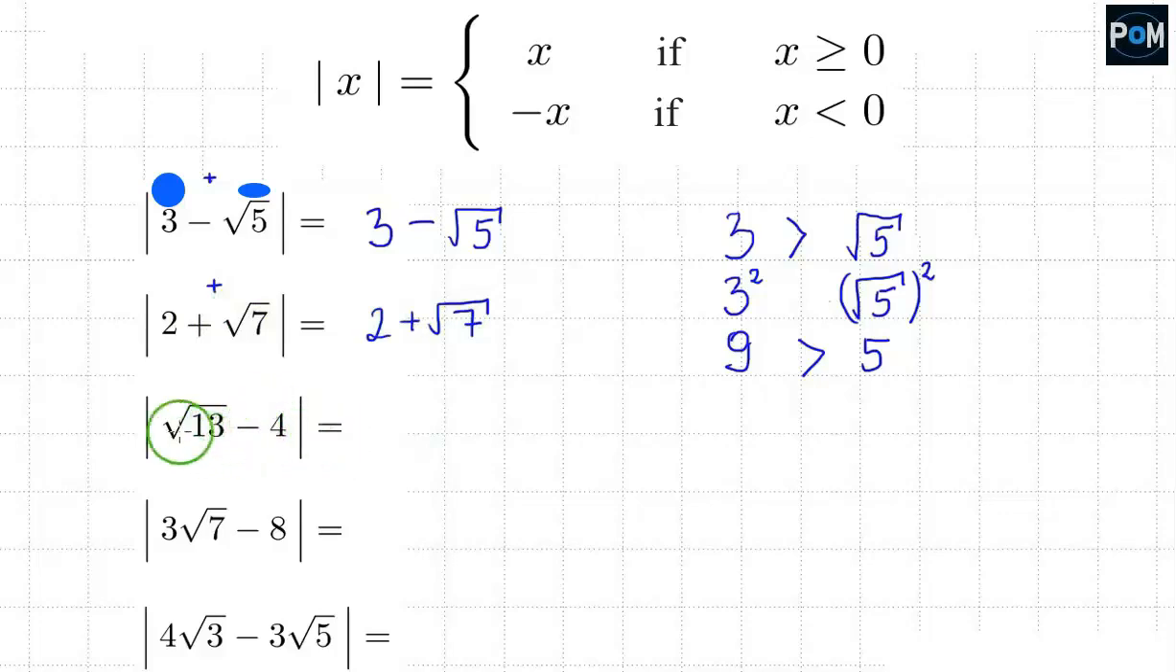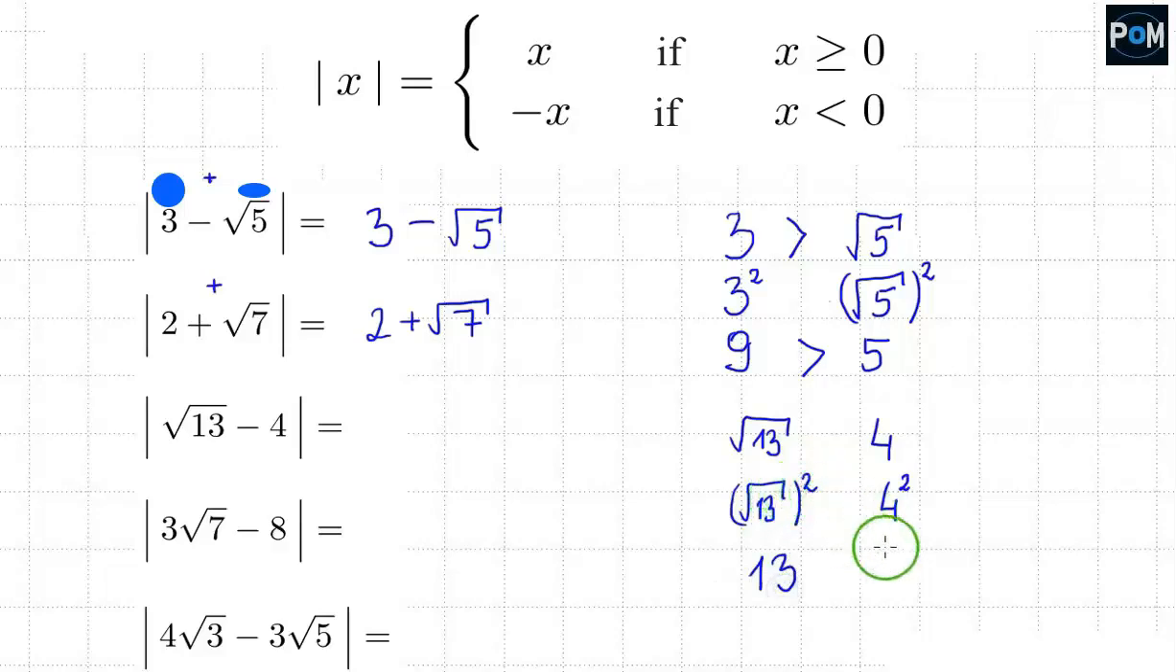Let's see which is larger, the square root of 13 or the number 4. We will do this similarly to how we did in the first example. We will square everything here: the square root of 13 squared and 4 squared. The square of the square root of 13 gives us the result 13, because the root and the square cancel each other out, and 4 squared is 16. 16 is greater, which indicates to us that 4 will be greater than the square root of 13.